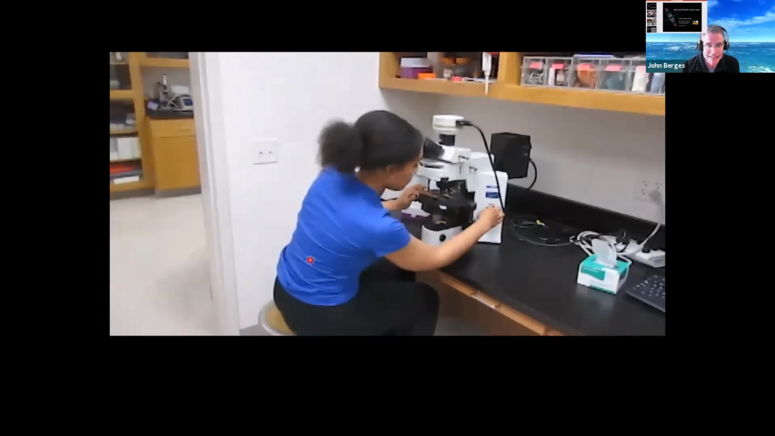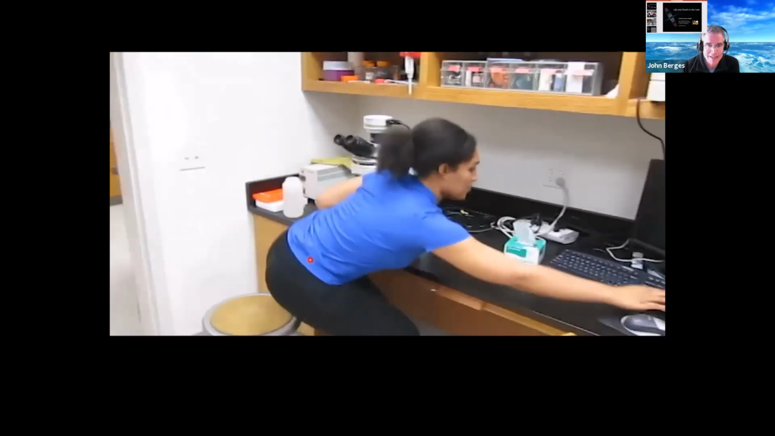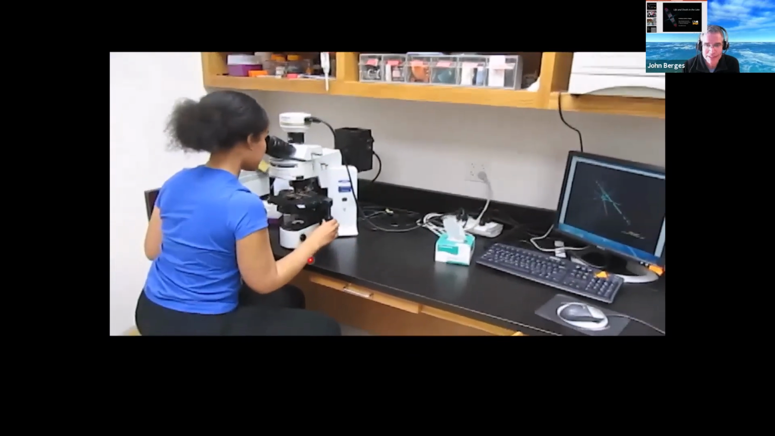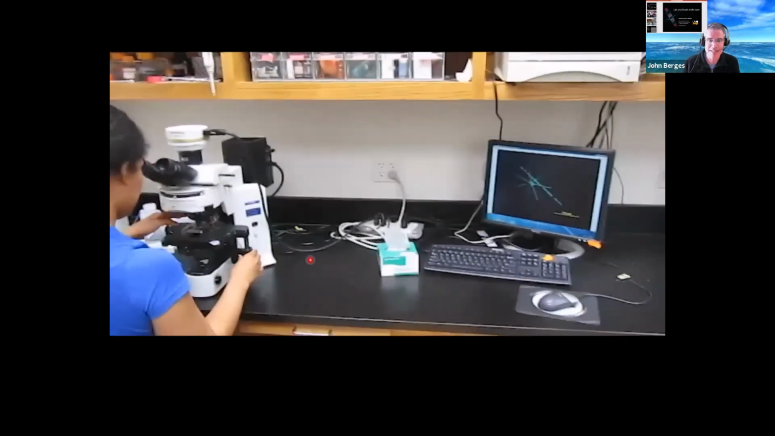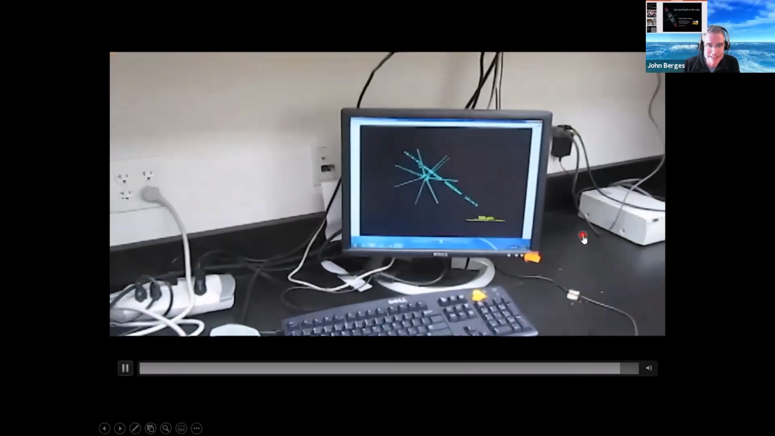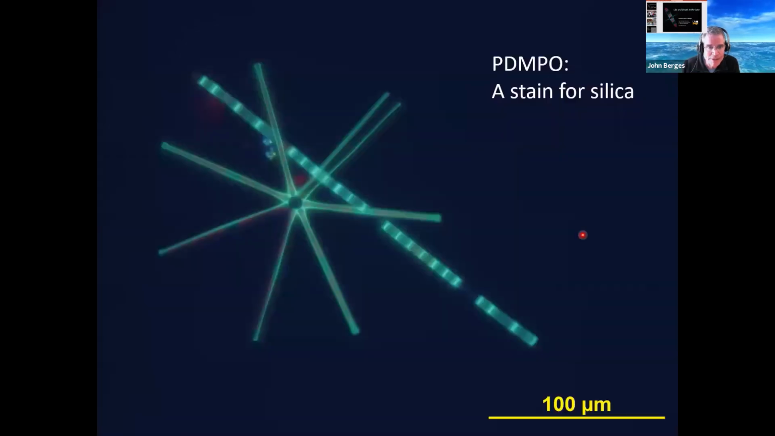And the dye has a horrible name, which we abbreviate PDMPO. We put a camera on it, and all of a sudden we see glowing diatoms, and everywhere you see that pale green, you will see there is silica. Okay, and what you notice is some cells glow nice green and other cells in the chain don't. So some have silica, some are deficient in silica, and these may be on their way to dying.